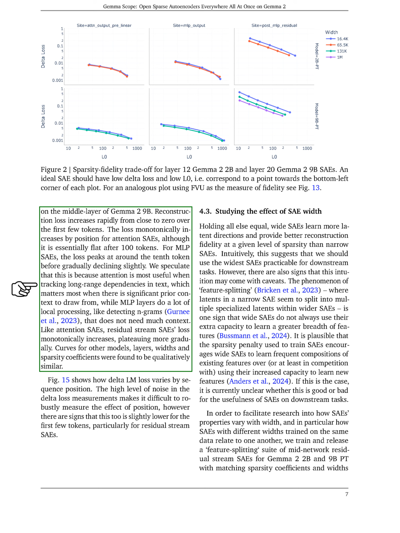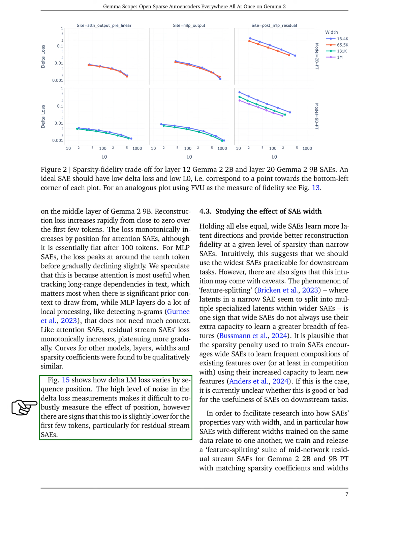Next, we look at how delta LM loss changes with sequence position. The high noise levels in delta loss measurements make it hard to accurately assess the impact of position, but we notice that the loss is slightly lower for the first few tokens, especially in residual stream SAEs. We also explore the effect of SAE width.